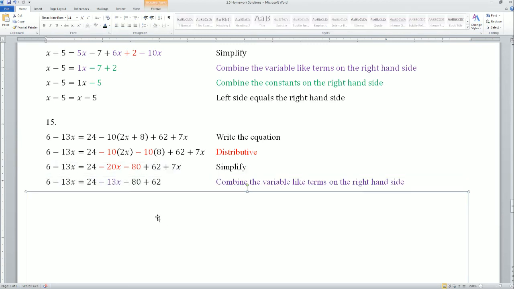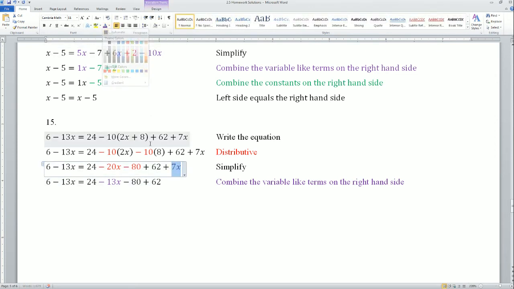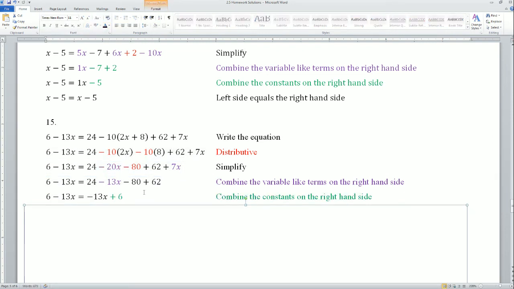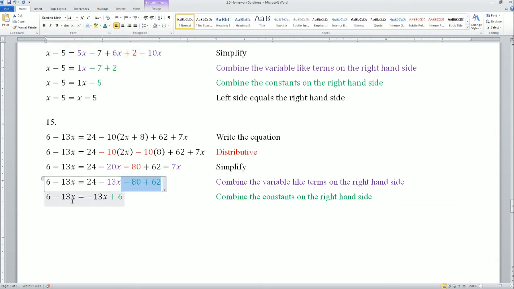Alright, combine the like terms on the right hand side. So again, you have 7x, negative 20x. Together, that gets you negative 13x. Combine the constants. So these are your constants here. Negative 80 plus 60 plus 24 gets you plus 6.